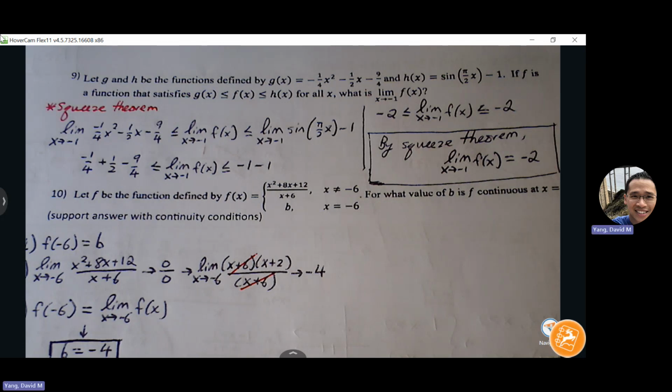And number 10, anytime I see continuity conditions or anytime I see piecewise functions with statement of continuity, I'm just going to go through continuity conditions, because if I can go through my continuity conditions, then my answer will just naturally show up for me just by virtue of going through it.